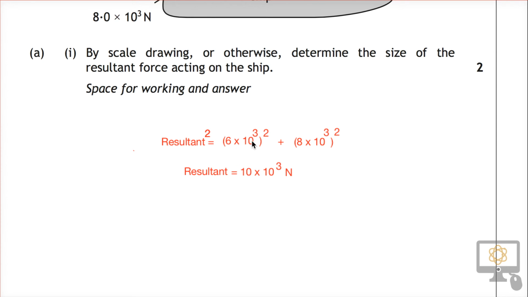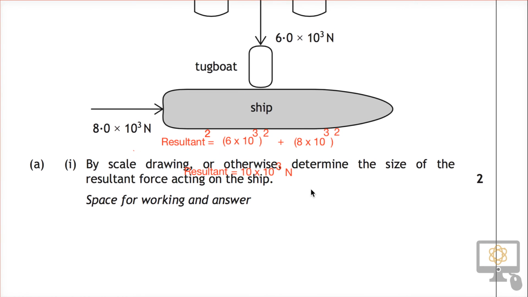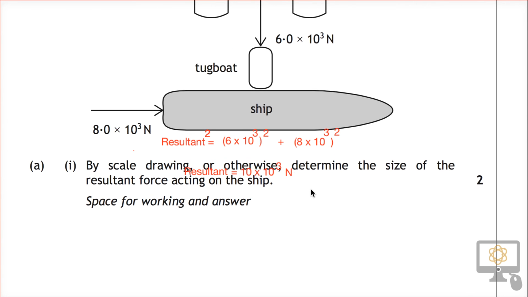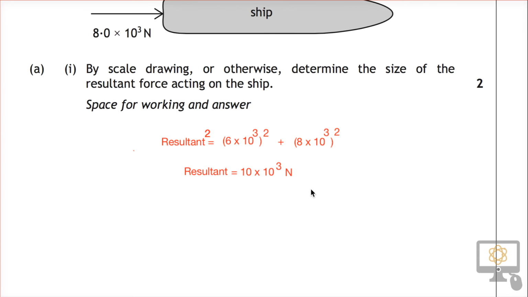is equal to the vector 6 times 10 to the 3 squared plus 8 times 10 to the 3 squared. And so if you do that sum, you get your resultant to be 10 times 10 to the 3, or 10,000 newtons. And in my mind, that's probably the simplest method of doing this problem. You're just adding the two vectors by Pythagoras, and that's how you would do it.